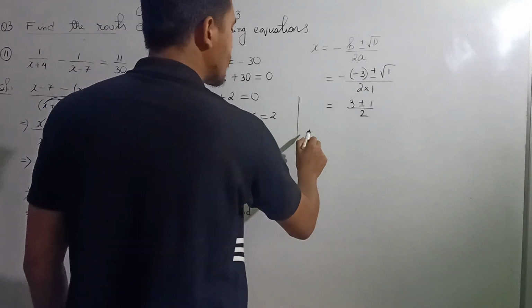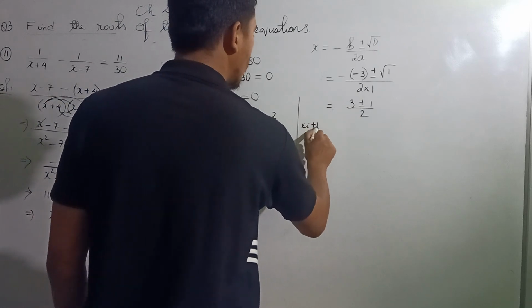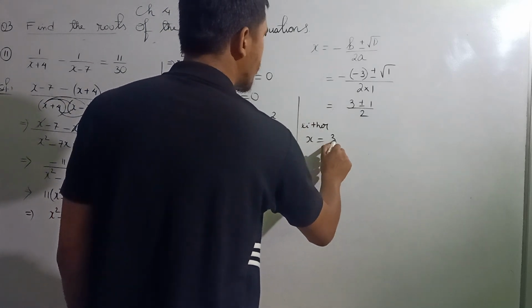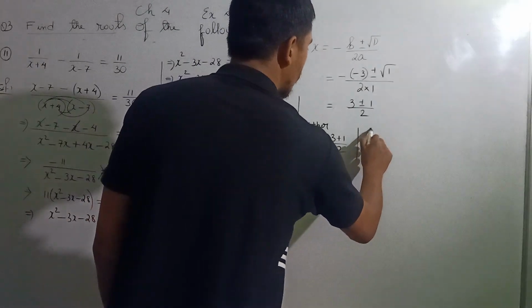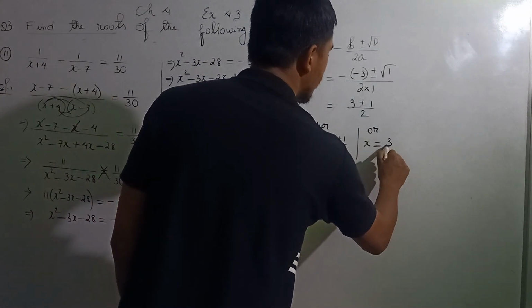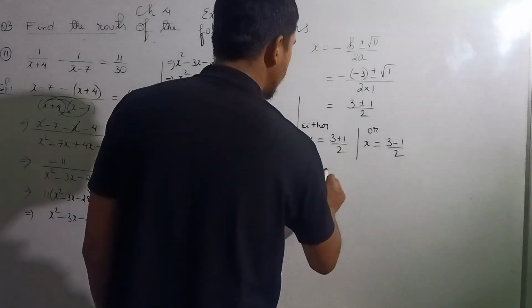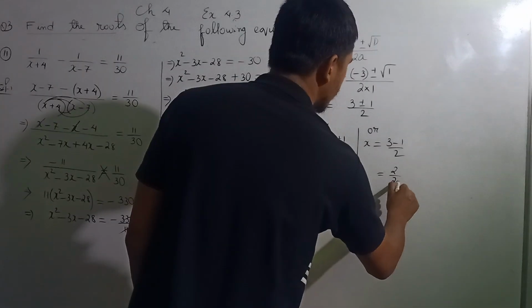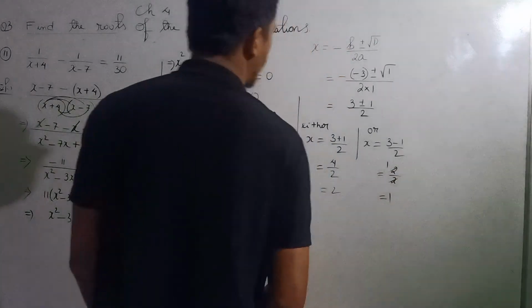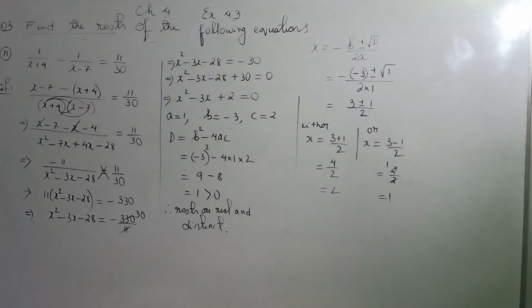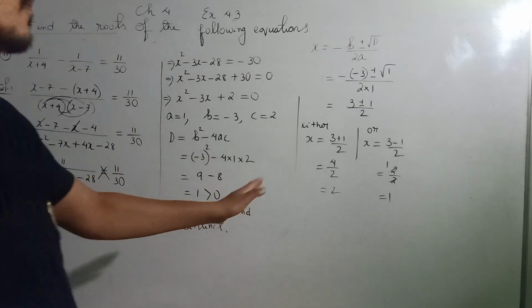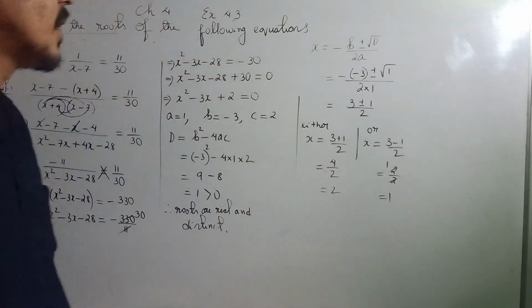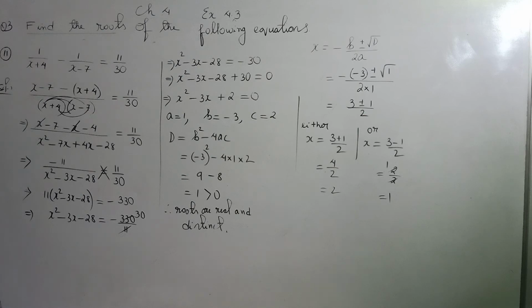So let us separate the terms. Therefore either your x is going to be (3 plus 1) upon 2, or your x is going to be (3 minus 1) upon 2. So 3 plus 1 is 4, 4 upon 2 is 2. Here 2 upon 2, 2 1 times is 2. Therefore the roots of your quadratic equation are 2 and 1. The first root is 2 and the second root is equal to 1, which completes the second question.